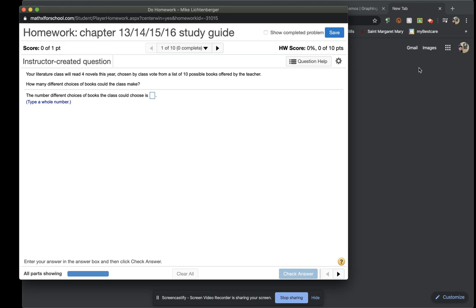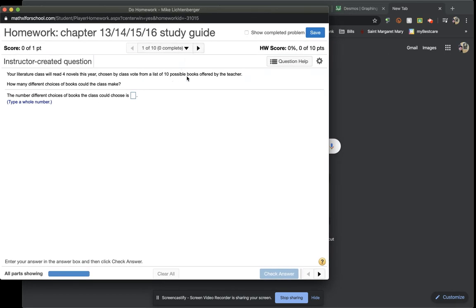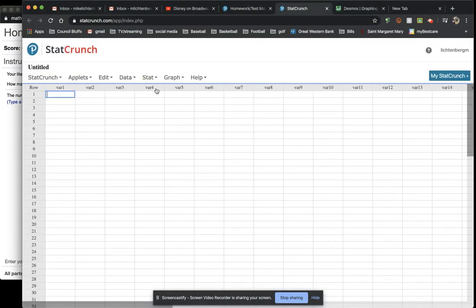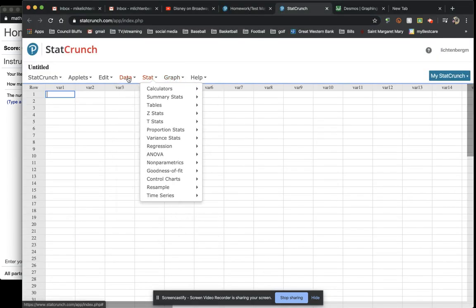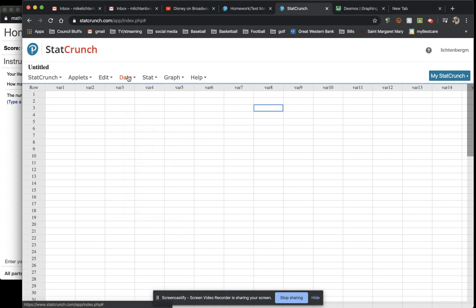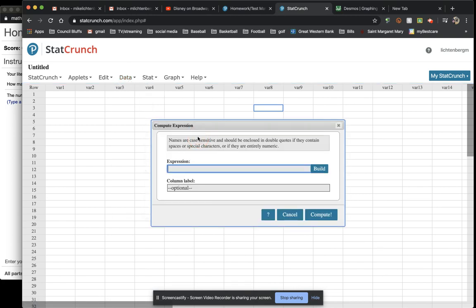So this is a combination. We're going to do this one on StatCrunch. We have 10 books and we want to choose 4. So remember on StatCrunch, to do combinations, we go Data, Compute, Expression. So again, that's Data, Compute, Expression.